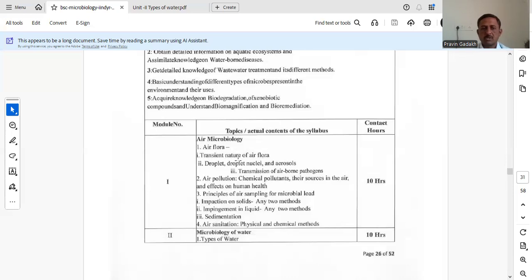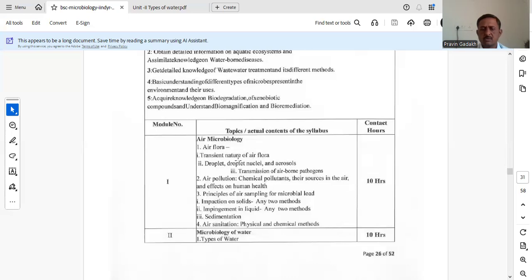Also, we have to discuss air pollution with respect to chemical pollutants, their sources in the air, and their effect on human health. In this, we have to discuss the principles of air sampling, and how we can determine the quality of air with respect to the microbial load present in that air.